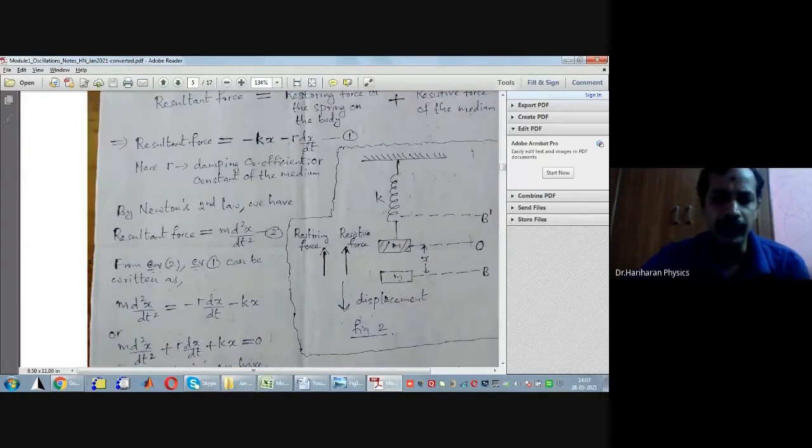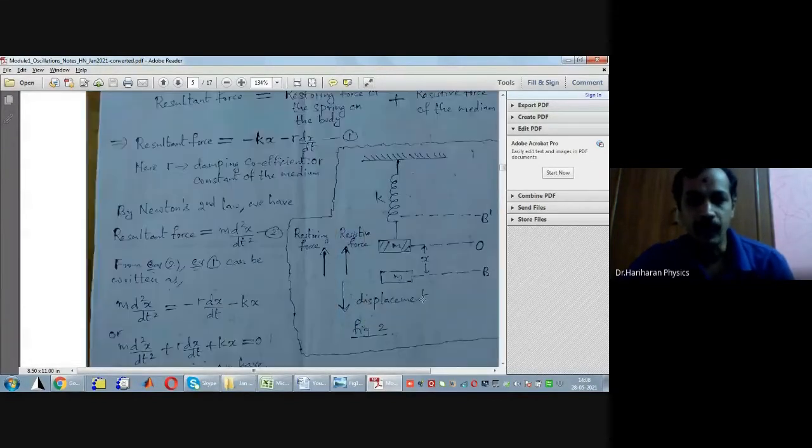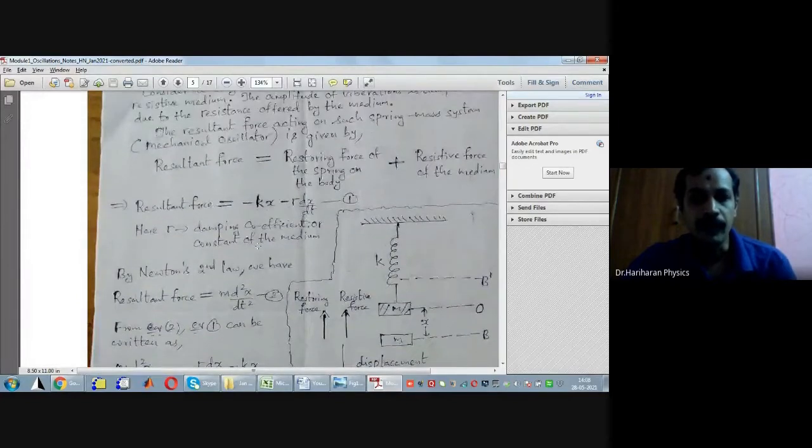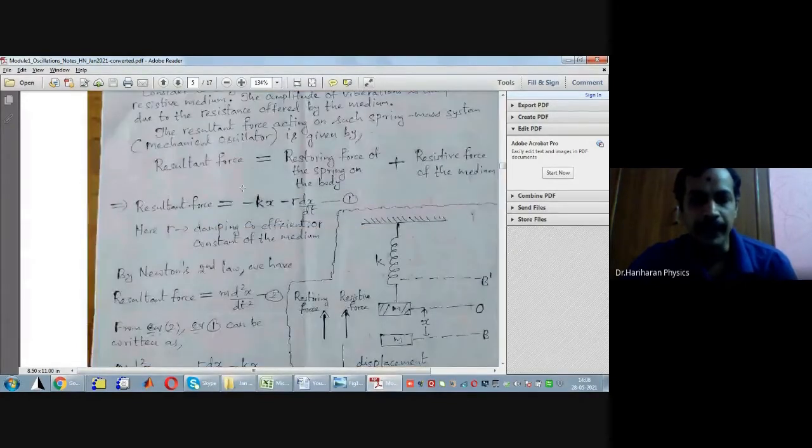I even discussed how, if a parachute falls down, the atmospheric force will be exerted in the upward direction on the descending parachute. All these things we discussed. Likewise, the resistive force of water will act in a direction opposite to the direction of displacement. Then what did we do? First, we found the resultant force. The restoring force was given by minus kx. Then the resistive force of the medium was found to be proportional to velocity. Therefore, it was given as minus r into dx by dt.